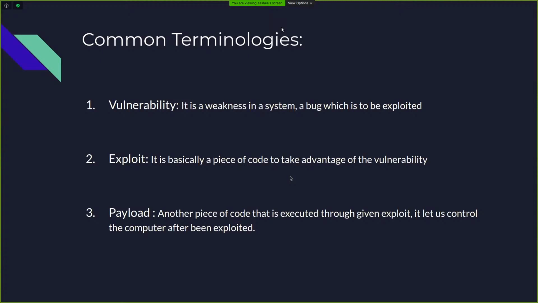Next is exploit. What is an exploit? It is basically a piece of code that takes advantage of the vulnerability. So an exploit is what happens when we are able to bypass the security of the system or software or anything. It will allow us to take control of the system.